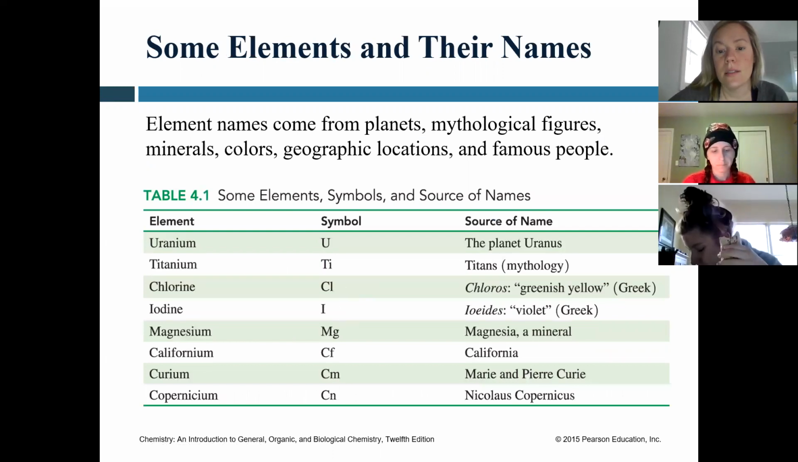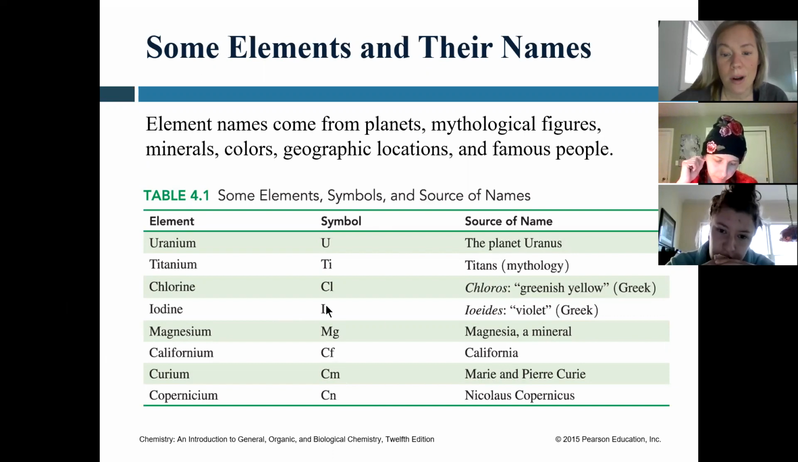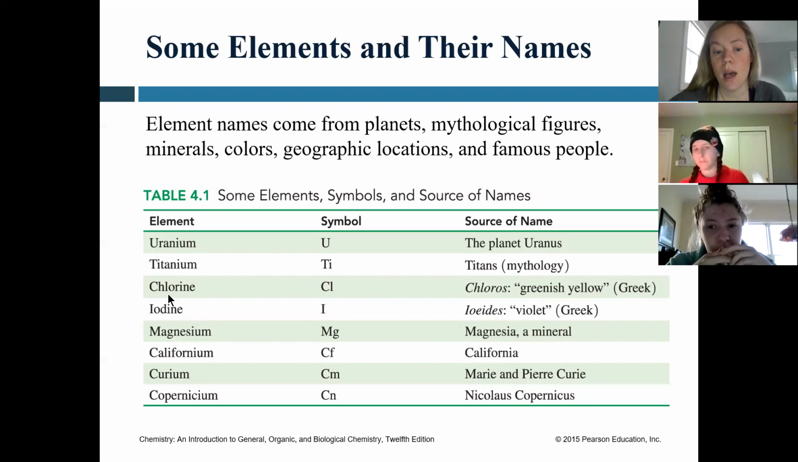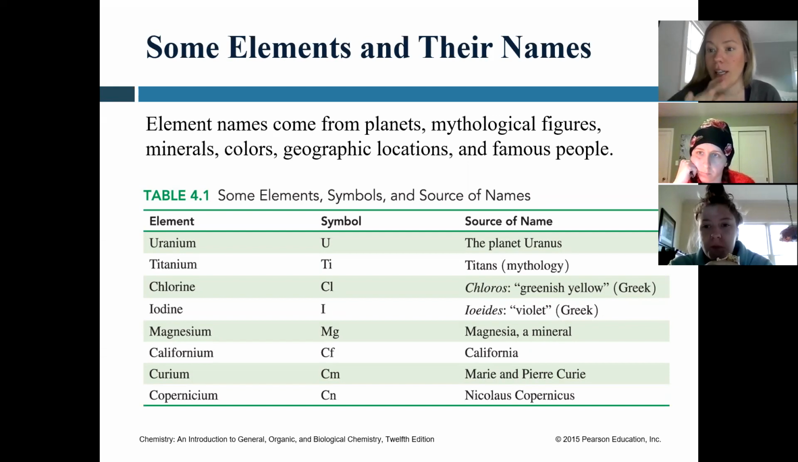Some elements are named after planets, some are named after places, some are named after people. Some of them are named after properties. So chlorine is named after the root chloros, which means green-yellowish, because chlorine has this green, yellow, gaseous quality to it.